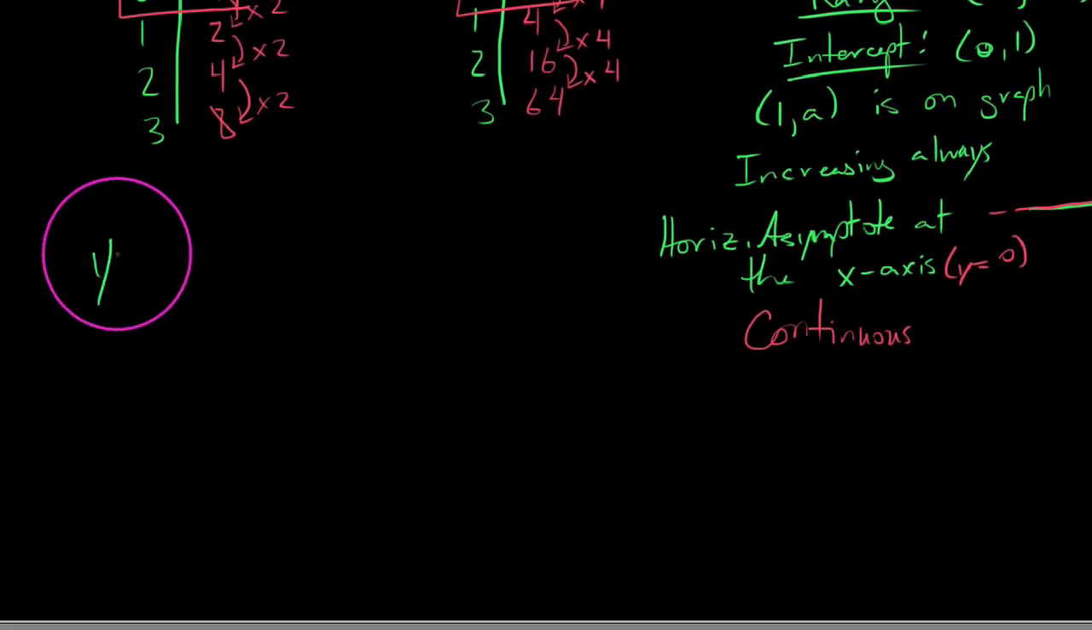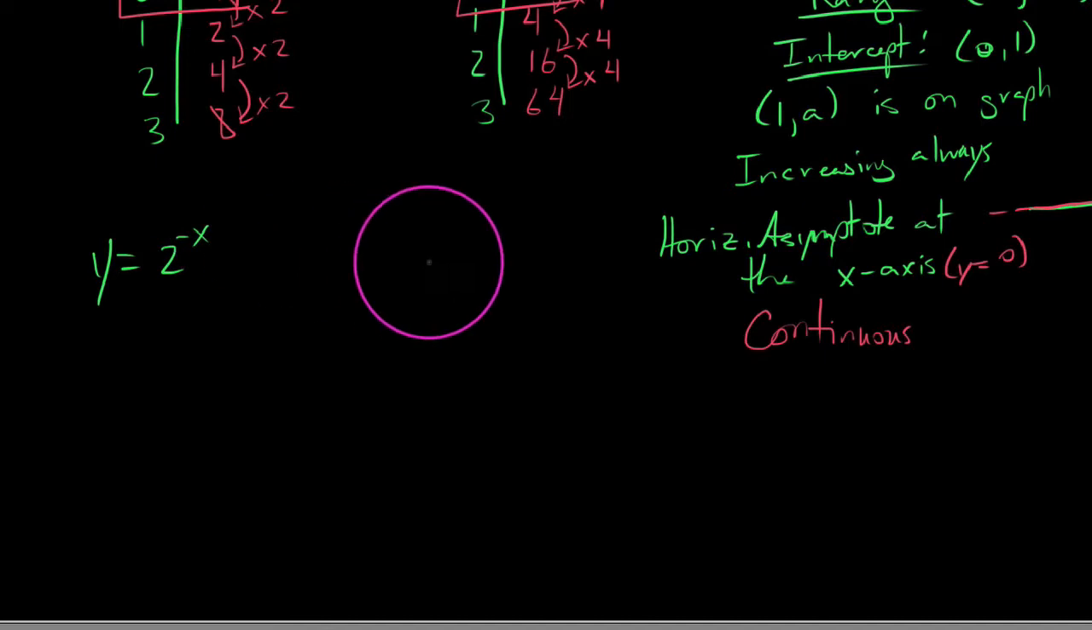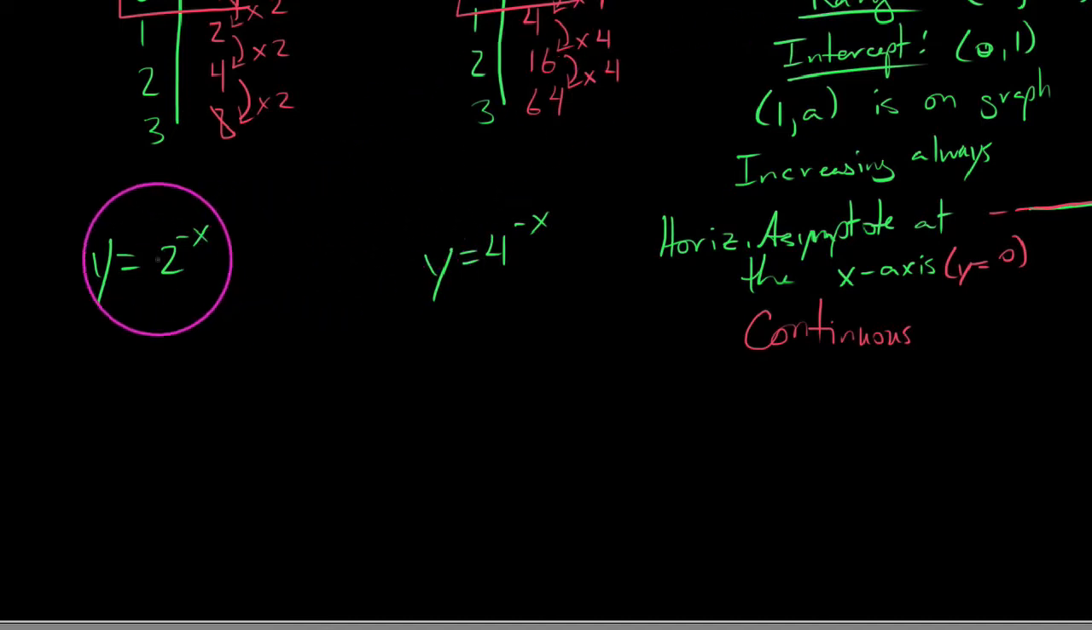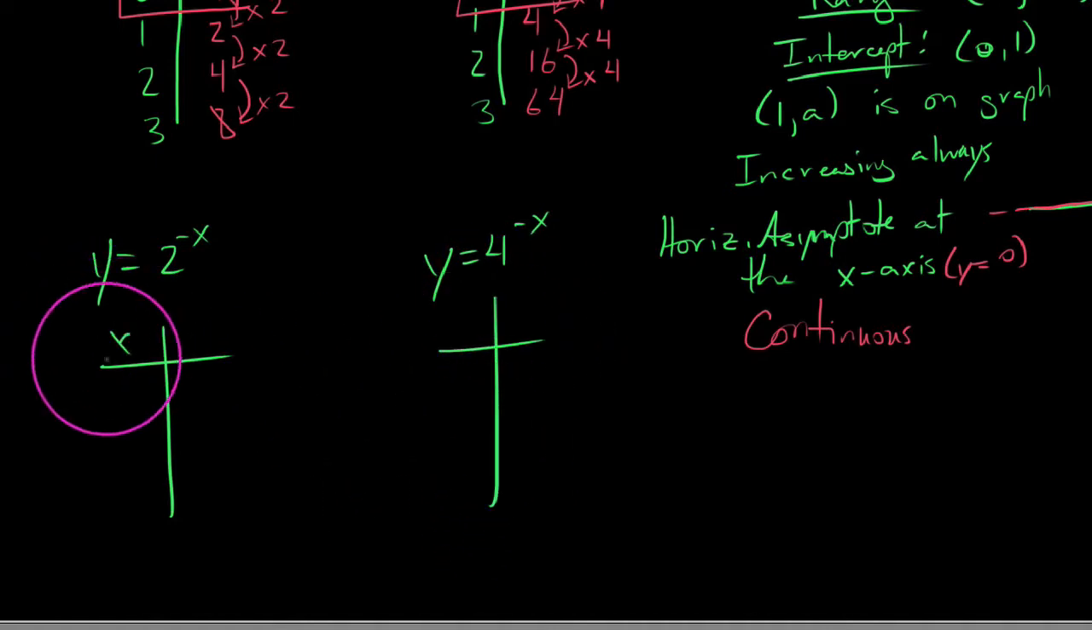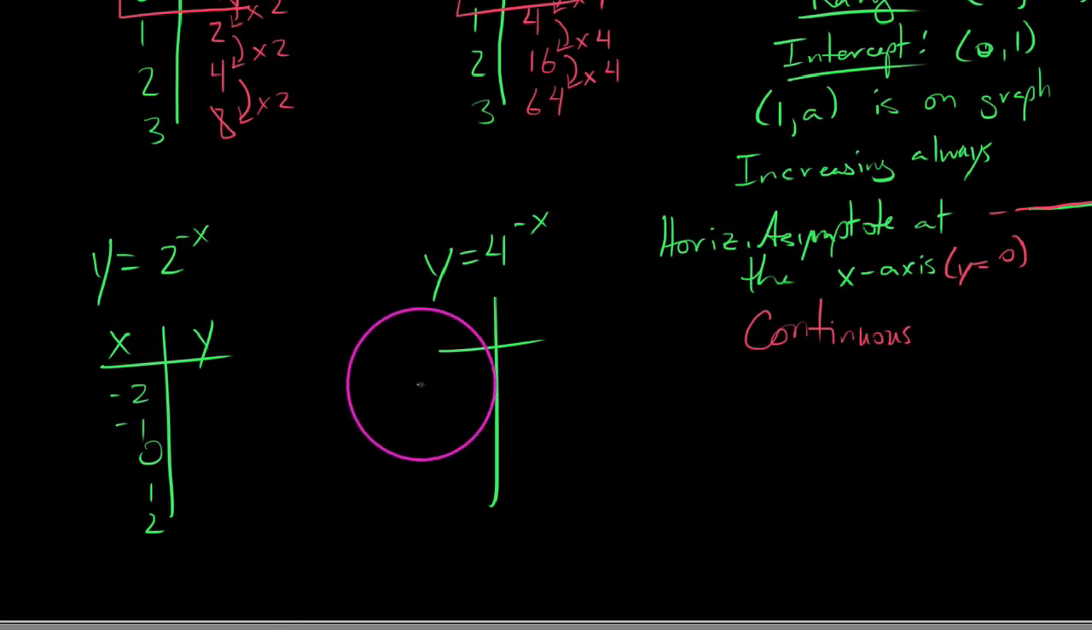If I said y equals 2 to the negative x, and then y equals 4 to the negative x, and then we'll turn this video off. We say the graph of y equals a to the negative x is a little bit different. If we were to make a table this time, we'll list a few of these out. How about -2, -1, 0, 1, 2 for our x values, and our y values are outputs.